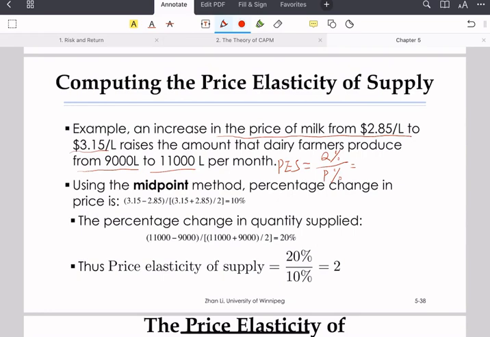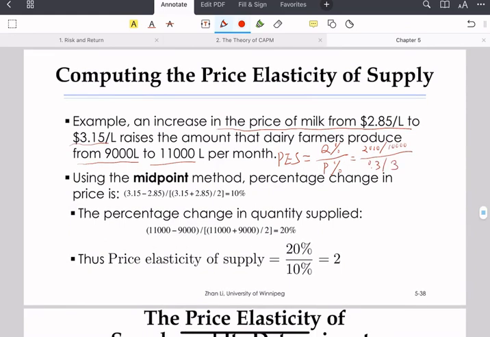So the percentage change in quantity is given by 2,000 divided by the midpoint, which is 10,000. And the price change is 0.3 divided by the midpoint, which is, I believe, 3. Right? So this gives us 2. So the price elasticity of supply is 2 here.